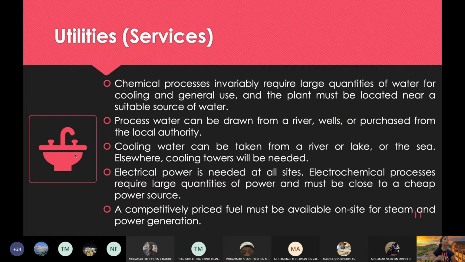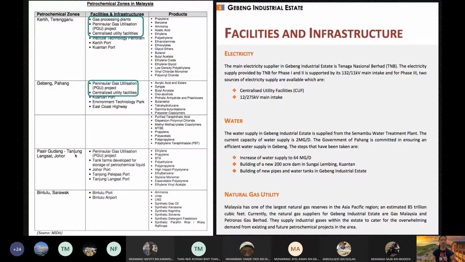A competitively priced fuel must be available on site for steam and power generation. Remember, when I taught you the PFD, certain boilers will need low pressure steam, medium pressure steam, and high pressure steam. So you have to consider these as well. How are these available locally for your plant needs?